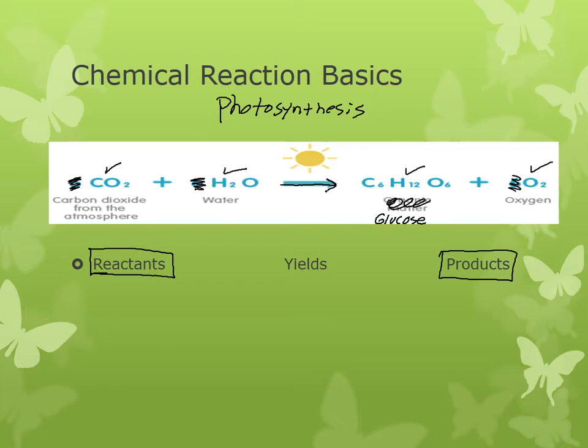The arrow does not mean equals to, it means yields. If you don't like the word yields, maybe if you want to think produces. So carbon dioxide and water can yield or produce glucose and oxygen under certain circumstances.